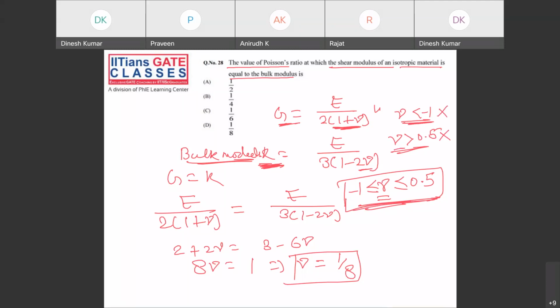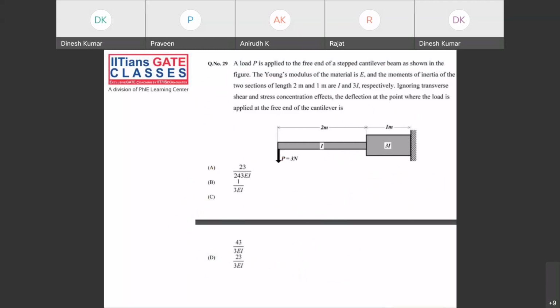Yeah. So the next question is quite good. It is a lengthy question for many people because they use a different method, but I will solve this question in the simplest way. The only thing is you should be good at integration. So read this question first. A load P is applied to the free end of a stepped cantilever beam as shown in the figure. Just a moment.